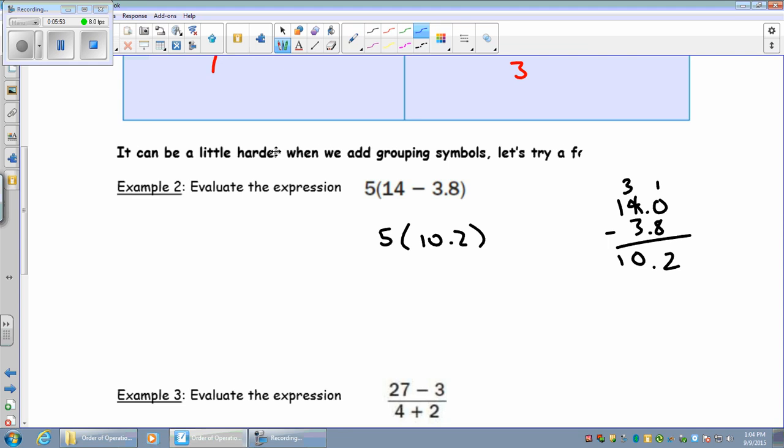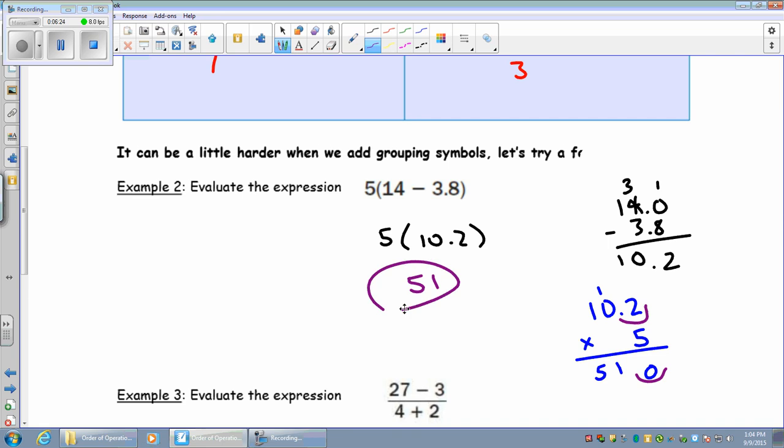Well, again, I'm going to have to go on the side of my paper and do this. 10.2 times 5. Remember, with multiplying, you do not need to line up those decimals. So now it's just 5 times 2 is 10. 5 times 0 is 0, plus 1 is 1. And 5 times 1 is 5. The big difference with multiplying, remember, is you have to count how many decimals are up there. 1 and 1. So 5 times 10.2 is 51.0, or just straight up 51.